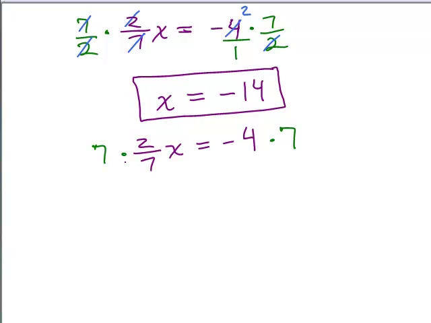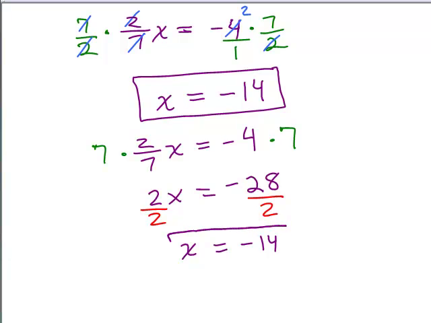So if we do it this second method, the 7's cancel and we get 2x equals -28. And then we could divide both sides by 2 and we still get x equals -14. So it's your choice. And there's another way of doing this using proportions, which I go over in some other videos. If you know how to work with proportions, you can do it that way as well.